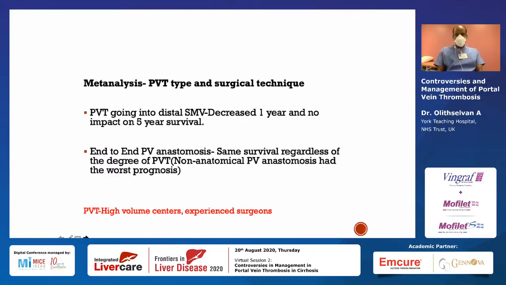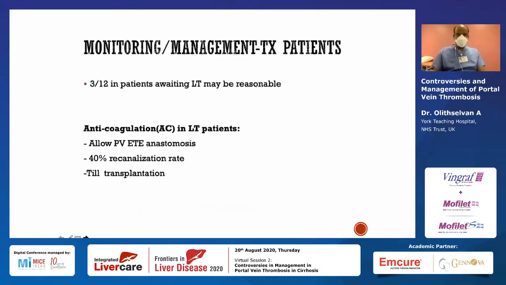So this is very important clinically, that if you have a patient with portal vein thrombosis large enough to extend into the mesenteric veins, it's better for the patient to get transplanted in a high volume center with experienced surgeons, because if they can perform an end-to-end portal vein anastomosis, this makes the difference for the patient.